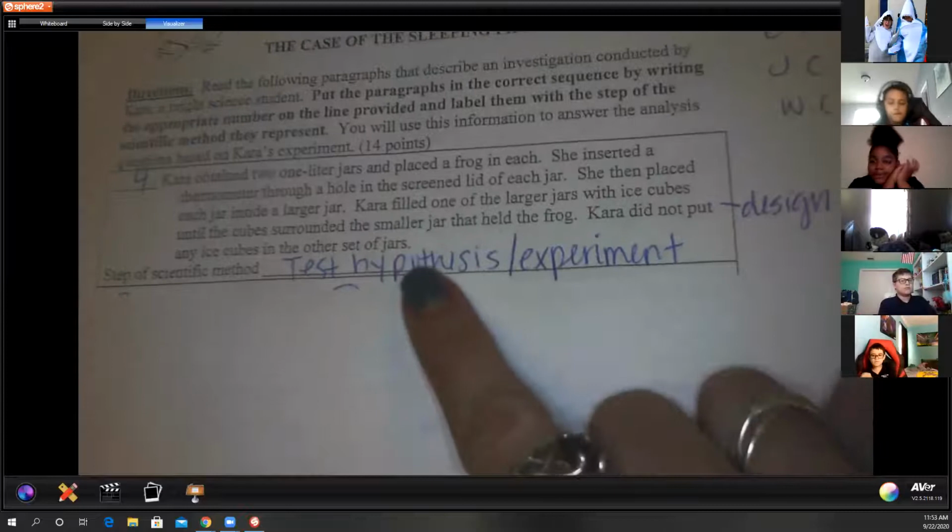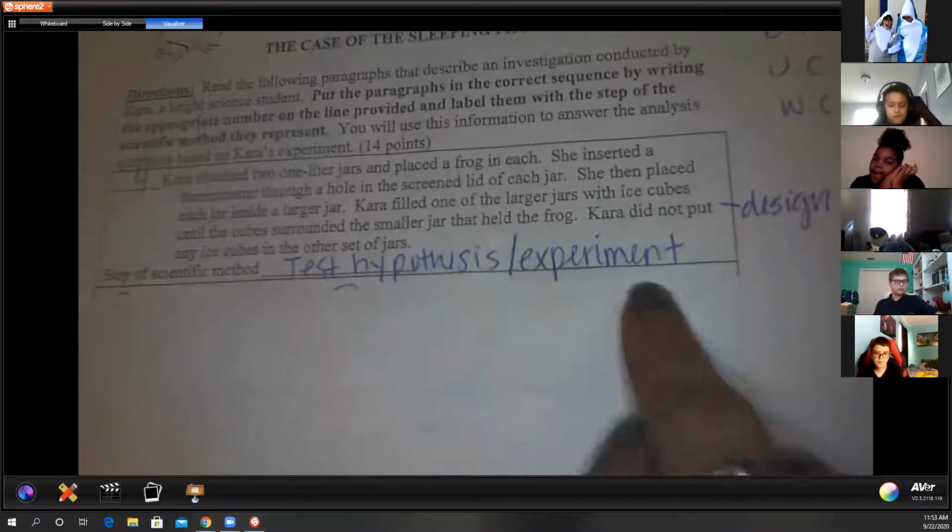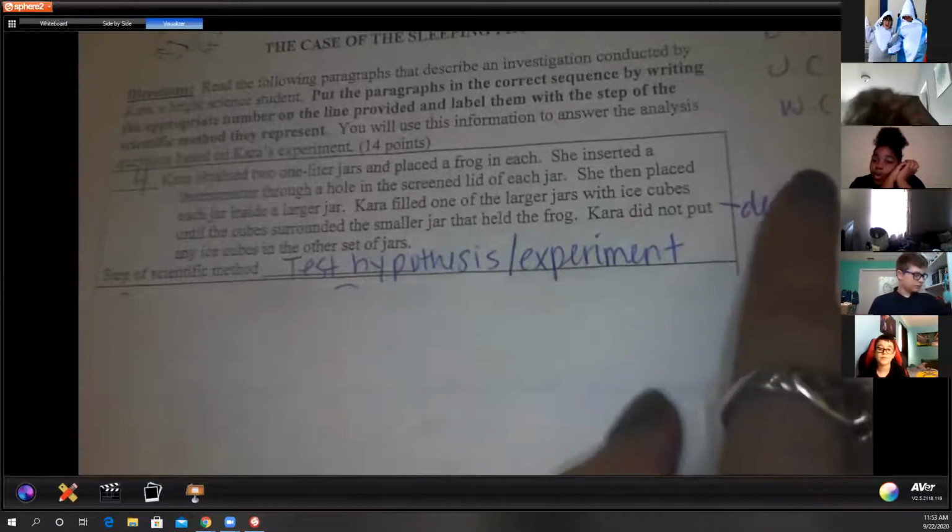We talked about this before. This is when she tests her hypothesis and experiments. This is specifically when she's just setting things up.